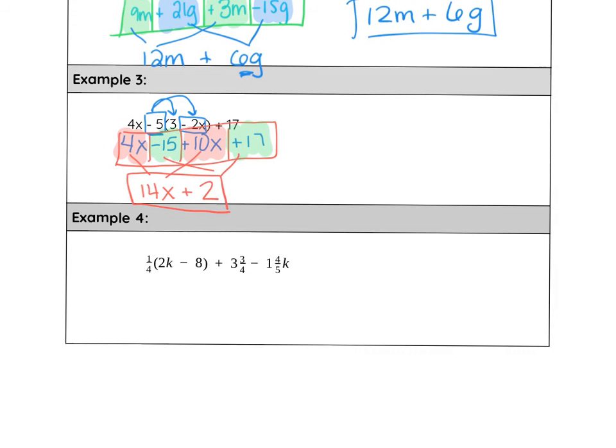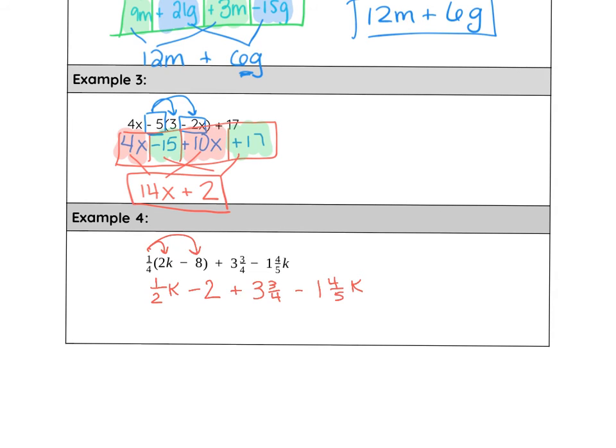All right, last one involves fractions. Done the same way. Distribute first. So as long as you have a calculator. 1/4 times 2k is 2/4, otherwise known as 1/2 k, minus 1/4 times 8 gives us 2. Bring everything else down, plus 3 and 3/4 minus 1 and 4/5 k.